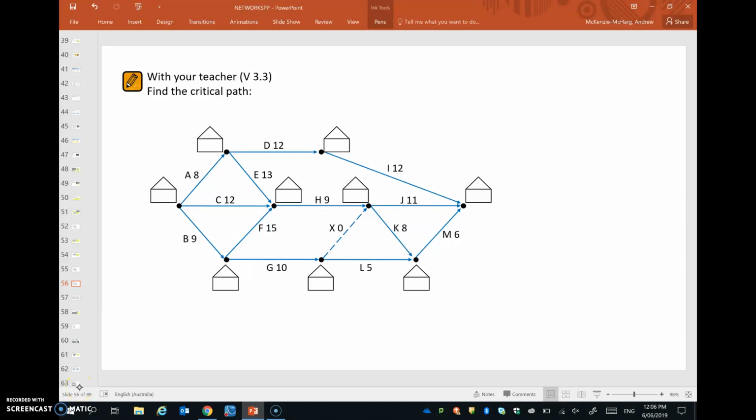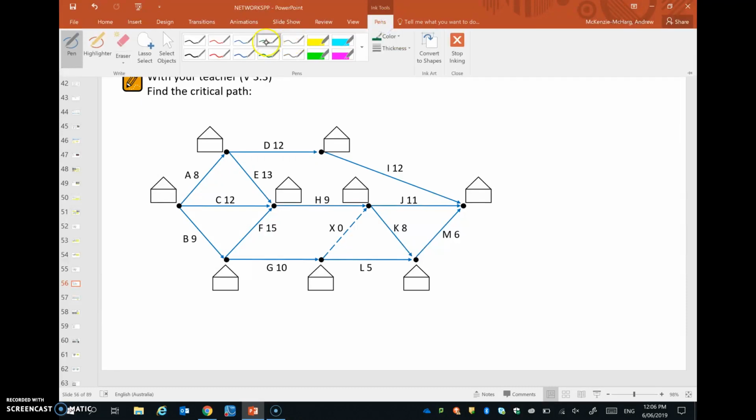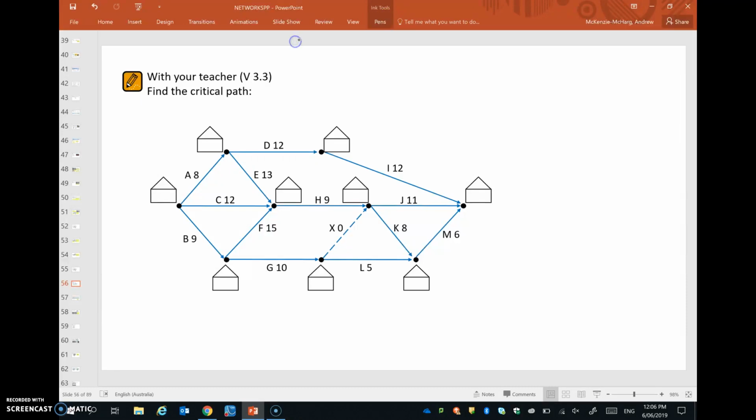Hello General Math students. In this video we're going to do some critical path analysis. So finding the critical path through a network allows us to find the shortest way to get from one end of the network, say the start of the network, in this case which is over here, to the end of the network or the finish of the network.